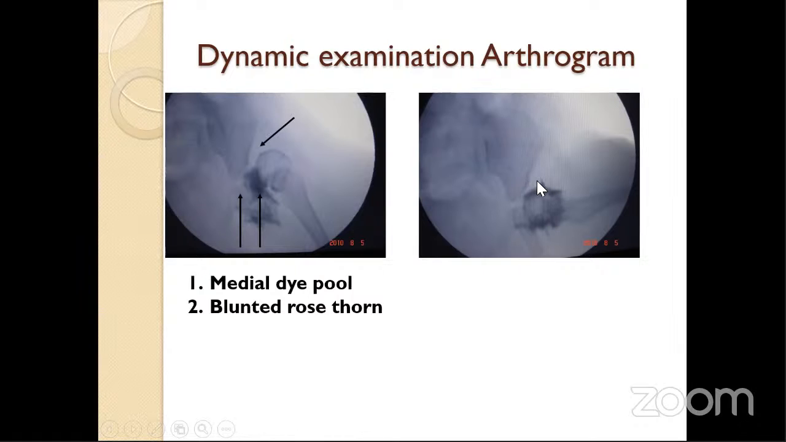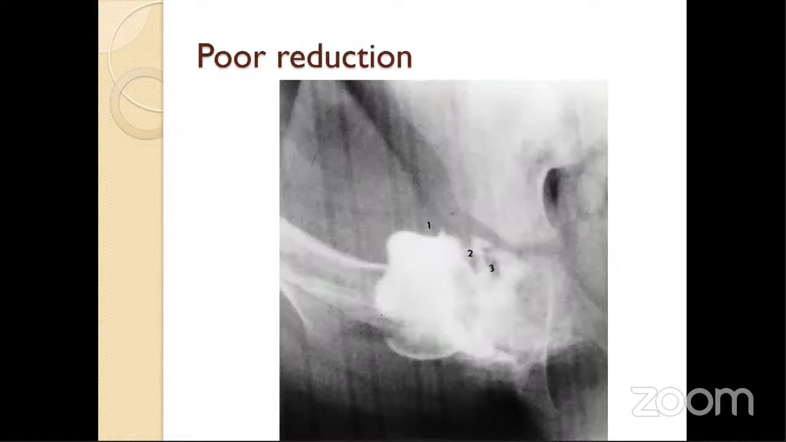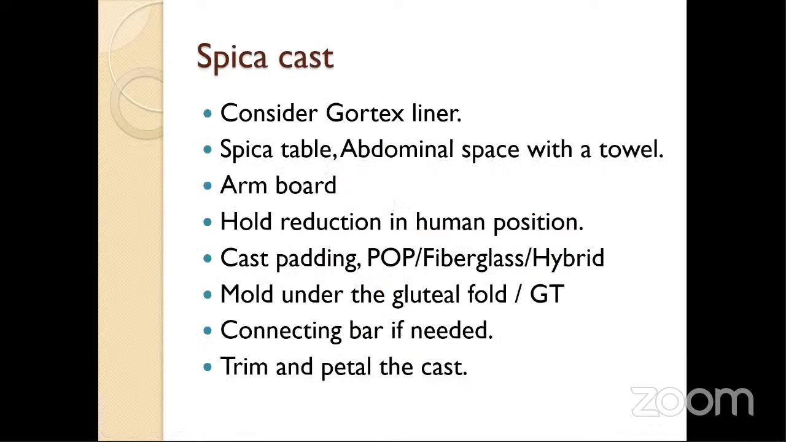What you see from here to here is the cartilaginous acetabular rim, which will eventually ossify. So dynamic examination and documentation of a rose thorn with a dye pool less than 2 millimeters is mandatory before you start your casting. Again, this is an arthrogram demonstrating poor reduction, which shows you a blunted rose thorn and an excessive medial dye pool, which shows a block to reduction.